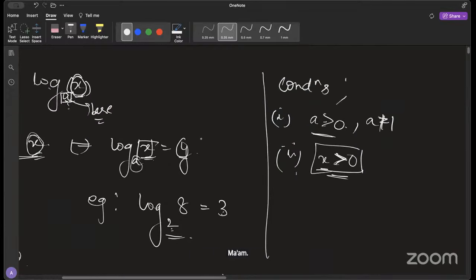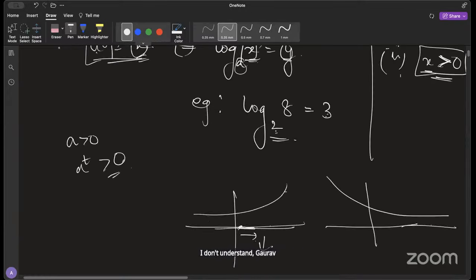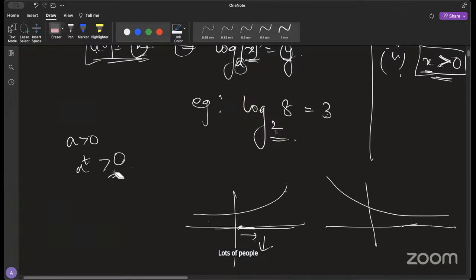Ma'am, I don't understand the graph. Can you repeat again? And ma'am, please teach slowly. Lots of people and me are not getting it.